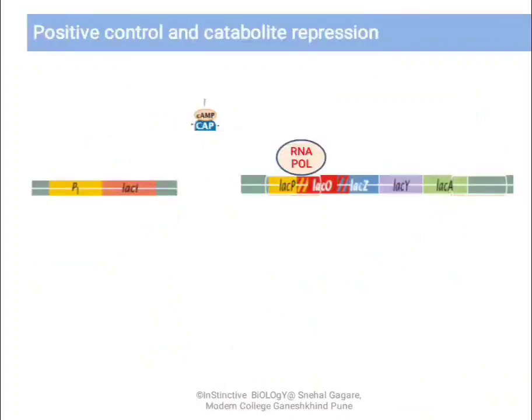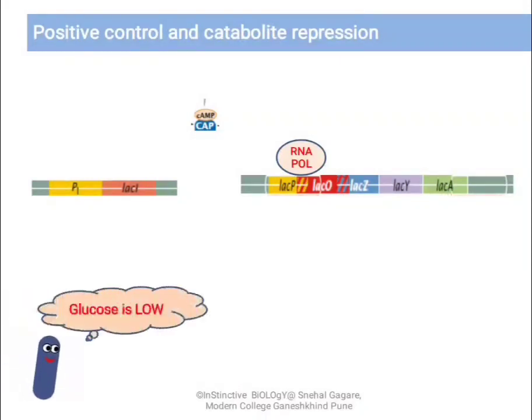Now let us see what is the situation when glucose comes into the picture. So this condition is when glucose is very low. When glucose is low inside a bacterial cell, cyclic AMP levels are very high.